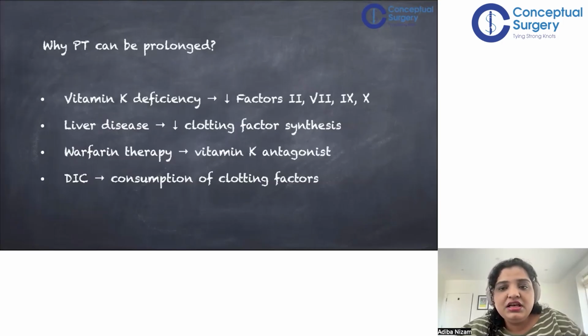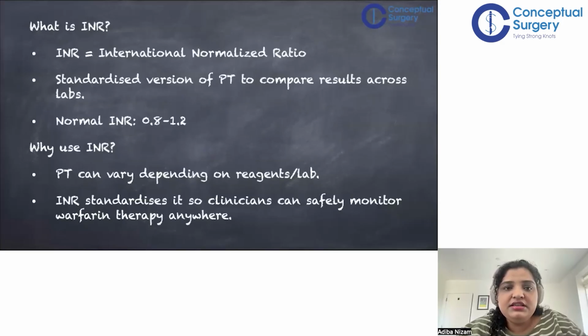Then in liver disease, this can be prolonged because the clotting factor synthesis is affected. In warfarin therapy, because warfarin blocks the gamma carboxylase and does not let vitamin K act, so it is a vitamin K antagonist, again in these cases, prothrombin time is prolonged. And in disseminated intravascular coagulation, where there is a consumption of all the clotting factors, because of the deficiency of these factors in the extrinsic and the common pathway, along with those of the intrinsic pathway, the prothrombin time is deranged.